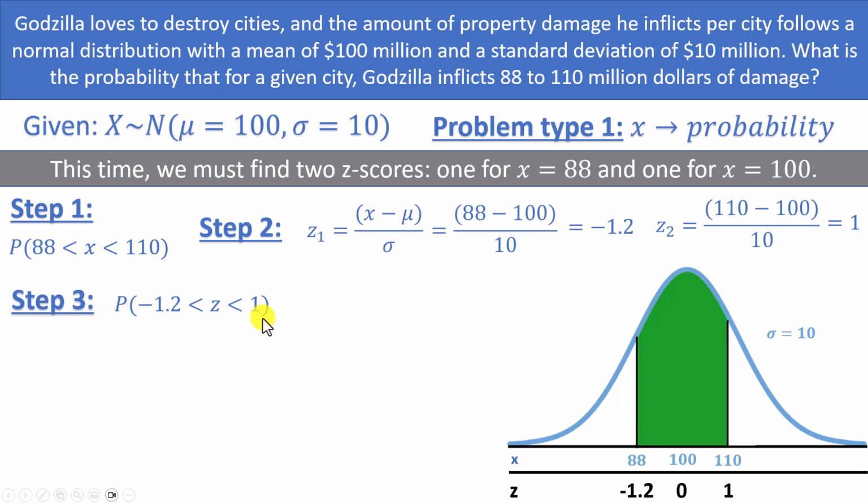So hopefully you're kind of getting the hang of this. We really are just plugging in these numbers to the z-score formula and then replacing those in our new probability statement. And of course, don't forget to change the x to a z. And then we're ready to go ahead and use our normal CDF function.